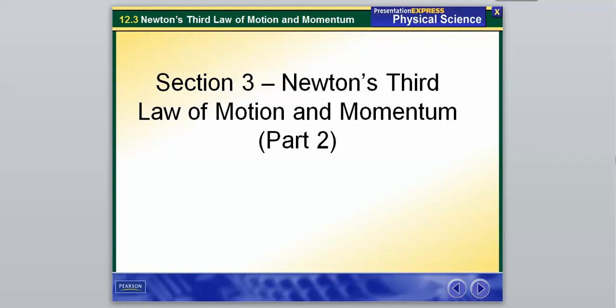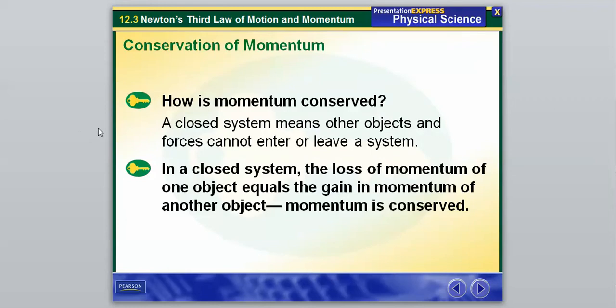We are going to wrap up section 3 today with Newton's third law of motion and momentum, and we're really going to focus on momentum. If you remember, Newton's third law says that objects exert equal and opposite forces on one another, kind of paraphrasing there, and that applies to momentum. Momentum, remember, is mass times velocity, and we're going to look at how those two things intertwine when we talk about how momentum is conserved. So we're going to talk about different collisions that occur between two different objects and how momentum is actually conserved.